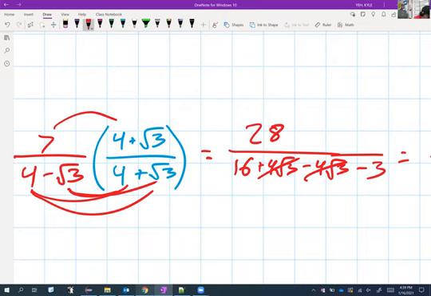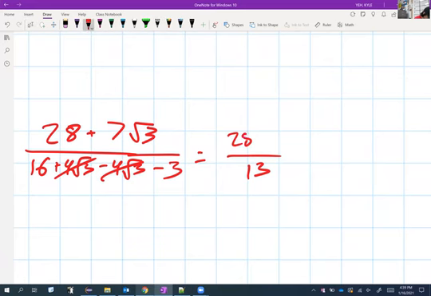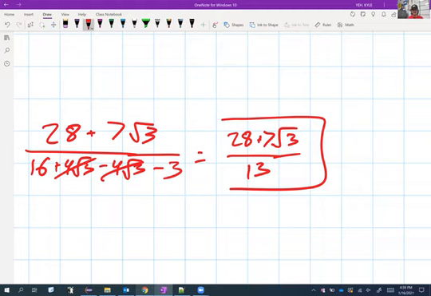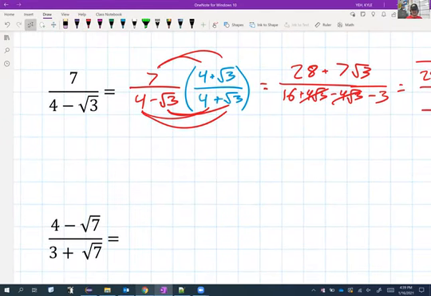Let's multiply the top. 28 plus 7 root 3. So final answer, 28 plus 7 root 3 over 13. No radicals on bottom in sight. We solved that. I want you to try this one. A little bit harder. There's a radical on top, so you'll have to do some radical arithmetic up there. But try this problem and then unpause your video and see if you got what I got.